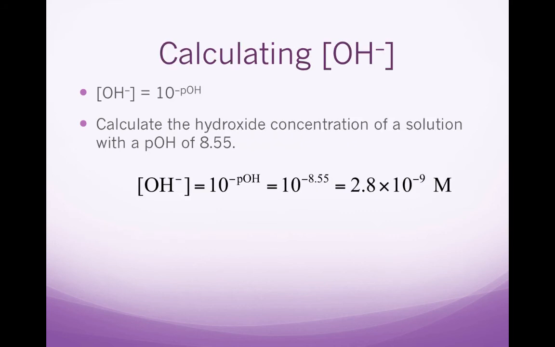If I want to calculate the hydroxide ion concentration from my pOH, hydroxide ion concentration is equal to 10 to the negative pOH. So let's say we want to calculate the hydroxide concentration of a solution with a pOH of 8.55. So our hydroxide ion concentration should be equal to 10 to the negative pOH, which is 10 to the negative 8.55, which is 2.8 times 10 to the negative 9 molar.